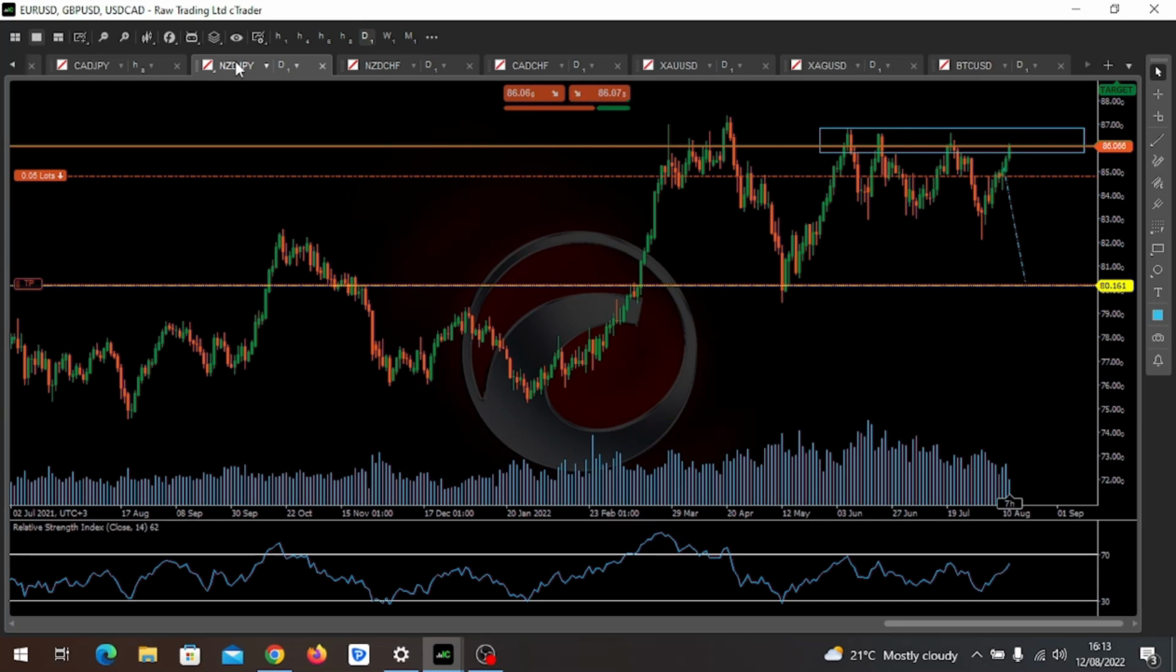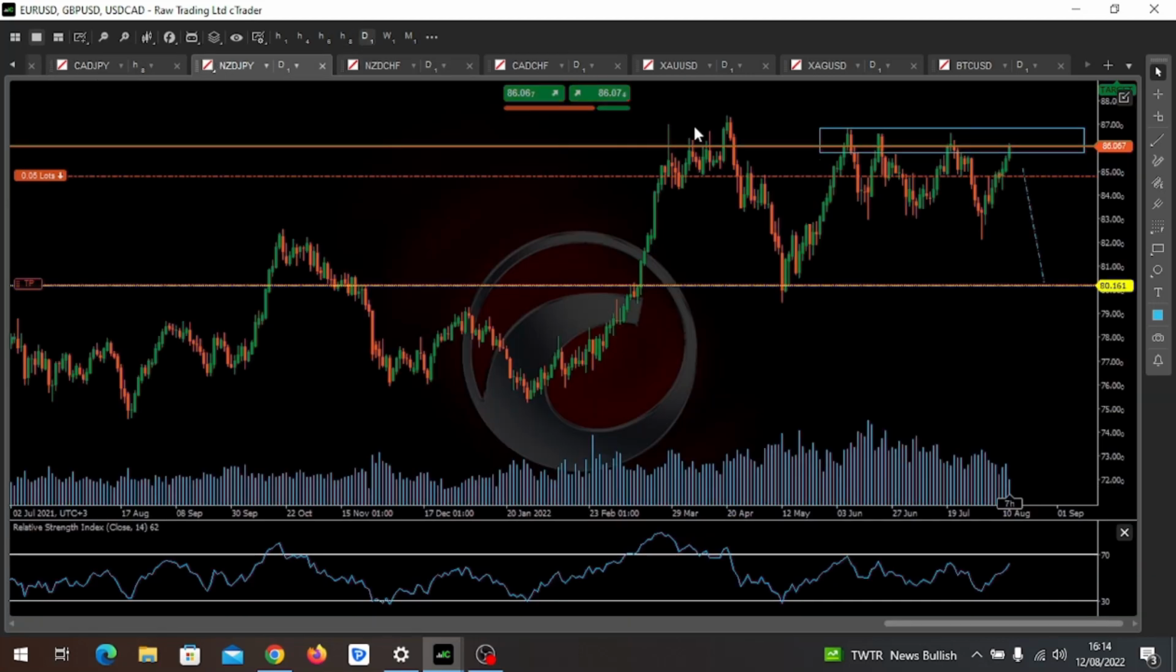New Zealand yen, we are at the blue box. I entered a bit earlier, but it's still okay. We are at the blue box, and with this retracement we expect a further continuation to the downside from the blue box. So this is still a perfect sell.